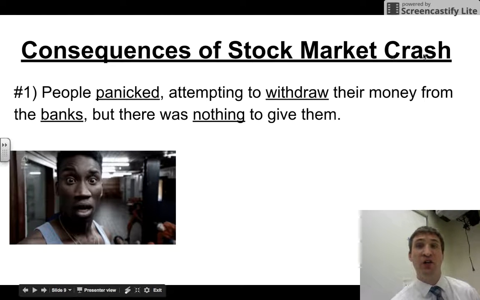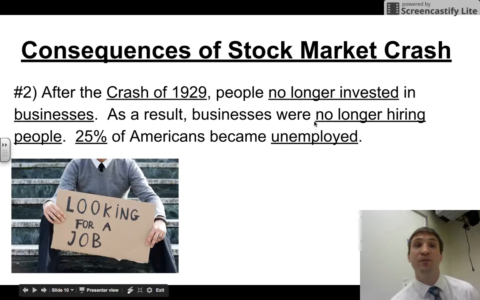Consequences of the stock market crash. Number 1, people panicked, like this man, attempting to withdraw their money from the banks, but there was nothing to give them. Consequences of stock market crash. Number 2, after the crash of 1929, people no longer invested in businesses. As a result, businesses were no longer hiring people. 25% of Americans became unemployed. And they have this sign.